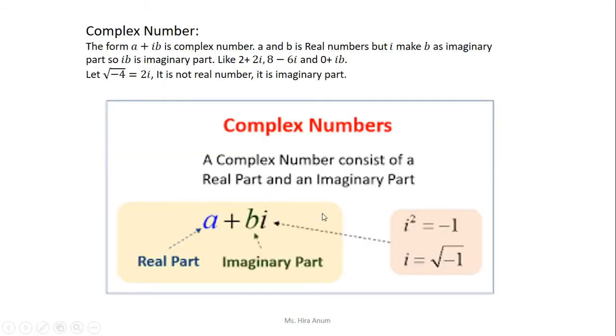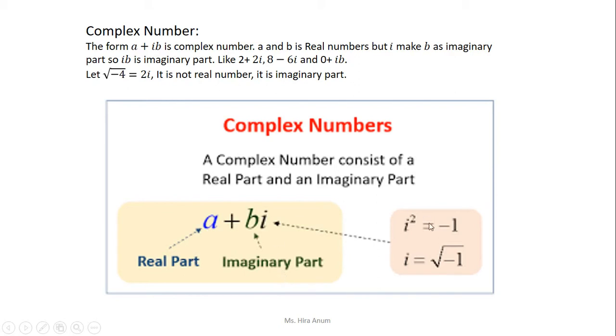A complex number is in the form a plus iota b. a and b are real numbers, but iota is an imaginary number. When I combine iota b, it becomes the imaginary part and a becomes the real part. a is our real part and iota b is the imaginary part.